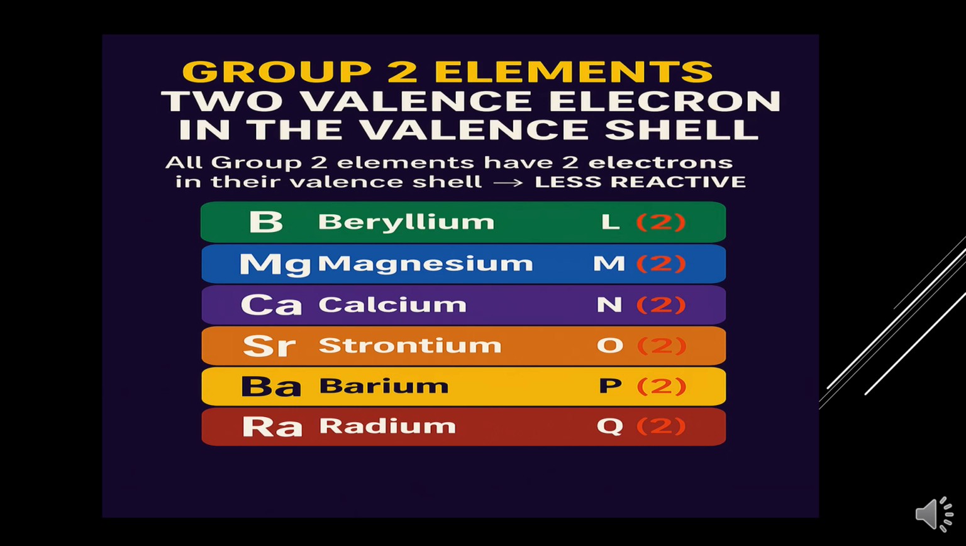Dear students, all group 2 elements have two valence electrons in their last shell. Beryllium has 2 electrons in L shell, magnesium has 2 electrons in M shell, calcium has 2 electrons in N shell, strontium has 2 electrons in O shell, barium has 2 electrons in P shell, and radium has 2 electrons in Q shell, that is the 7th shell.